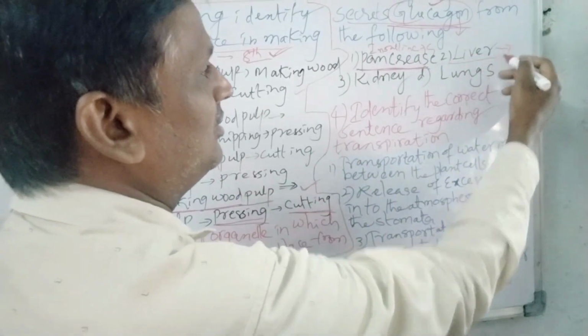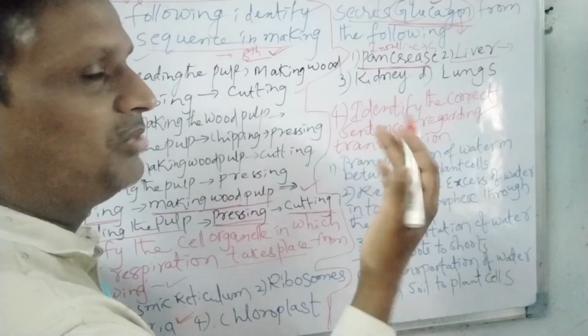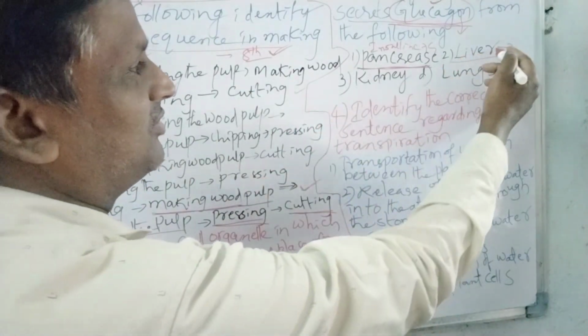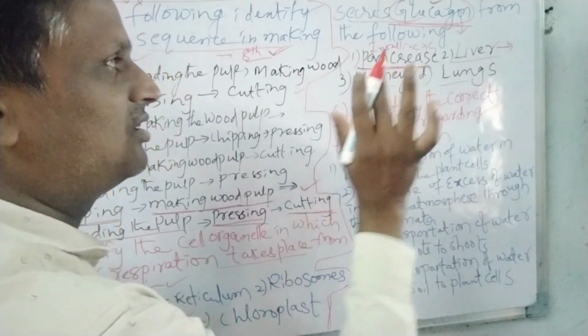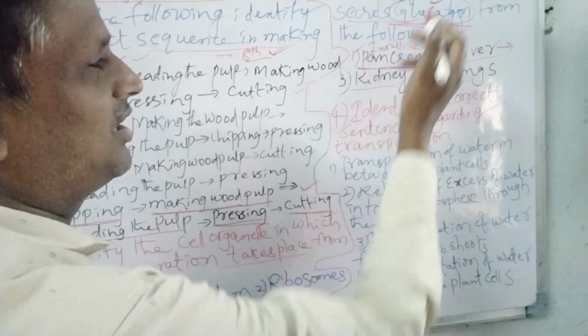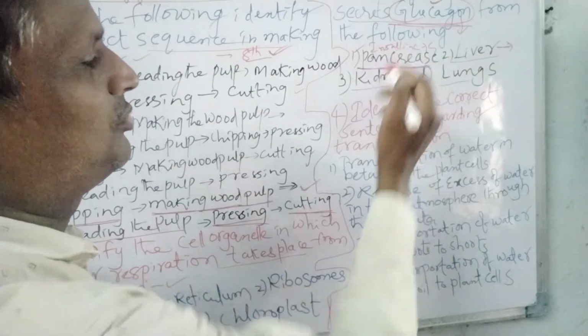Generally the liver produces bile. Bile is one of the juices from the liver, and it doesn't have any enzyme for digestion. Next, the kidney is an excretory organ. Lungs are the respiratory organ. So the correct answer is pancreas. Identify the gland that secretes glucagon from the following: here, pancreas.